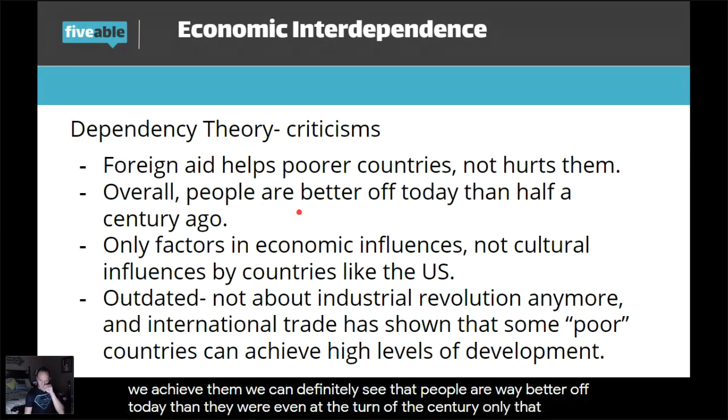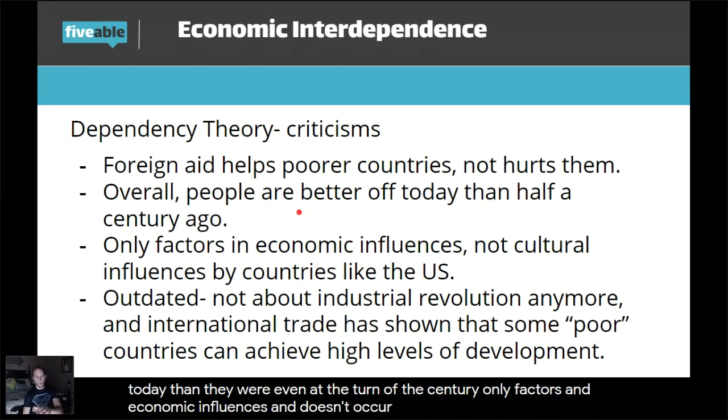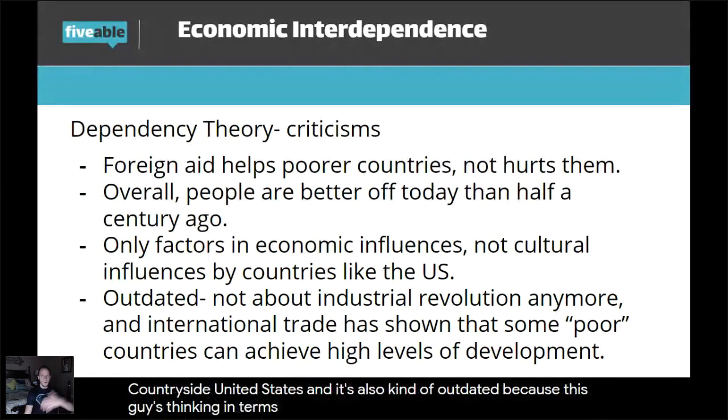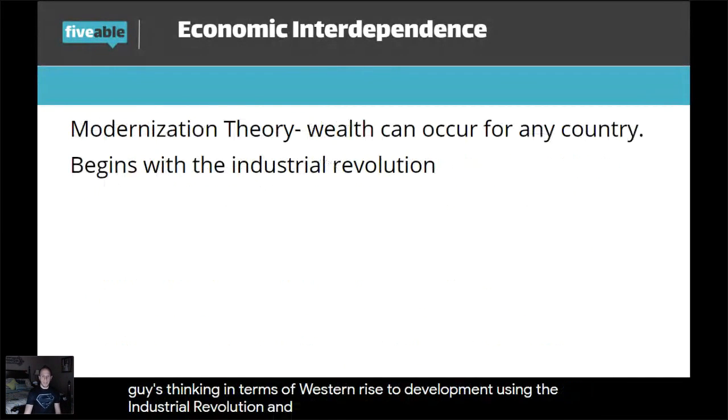It only factors in economic influences. It doesn't account for cultural influences by countries like the United States. And it's also kind of outdated because this guy is thinking in terms of Western rise to development, using the Industrial Revolution, and things like that don't happen today.